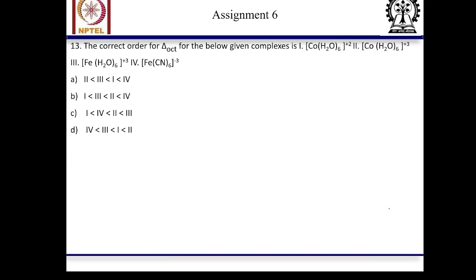Okay, now question number 13. The correct order of delta octahedral for the given complexes: [Co(H2O)6]2+, [Co(H2O)6]3+, [Fe(H2O)6]3+, [Fe(CN)6]3-. What is the correct order? Just tell me the answer in the chat box.